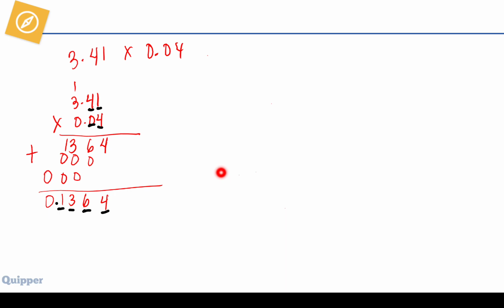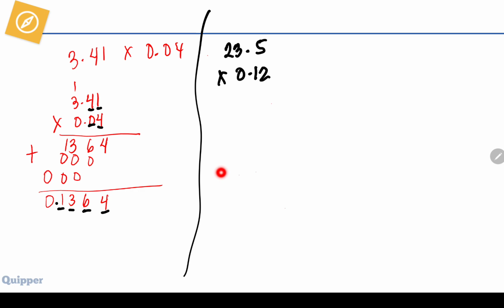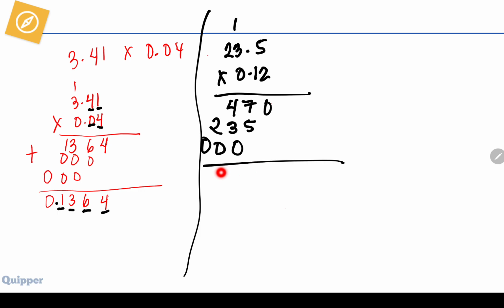So another example. You have here 23.5 times 0.12. Okay. 5 times 2 is 10. 3 times 2 is 6 plus 1 is 7. 2 times 2 is 4. 5 times 1 is 5. 3 times 1 is 3. 2 times 1 is 2. And you have there 5 times 0 is 0. 3 times 0 is 0. And 2 times 0 is 0.